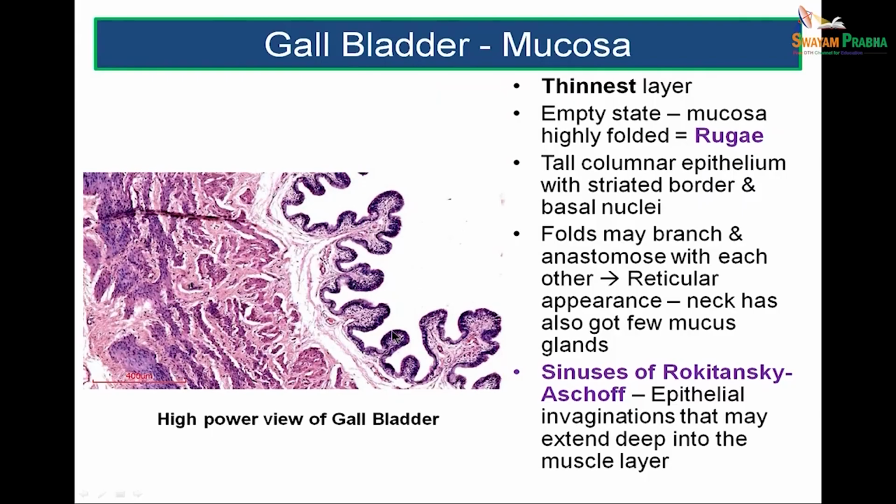There is something called sinuses of Rokitansky and Aschoff. These are invaginations of the epithelium into the underlying muscularis. When there is excessive folding, the folding can even extend into the muscularis.